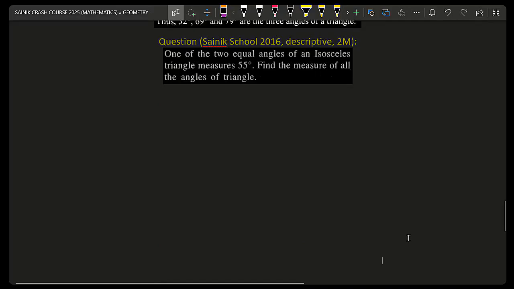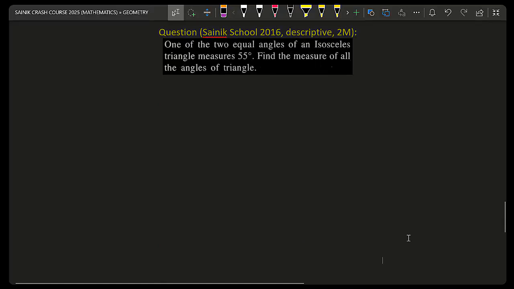Next, 2016 descriptive exam for 2 marks. You got this question. One of the two equal angles of an isosceles triangle is 55. Then find all the measures of all the other angles. Okay, so you're going to answer this.